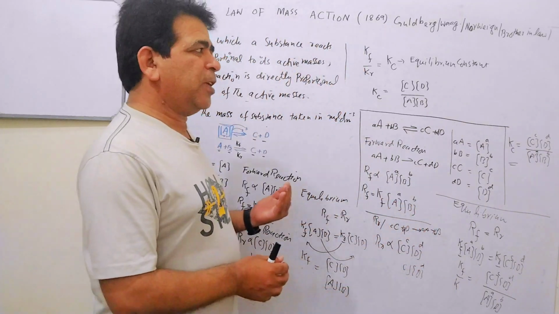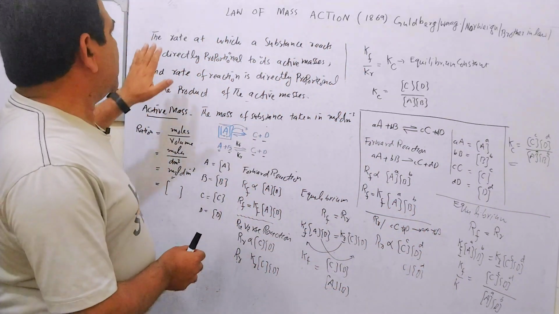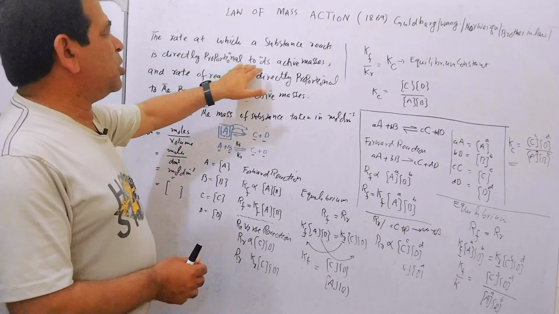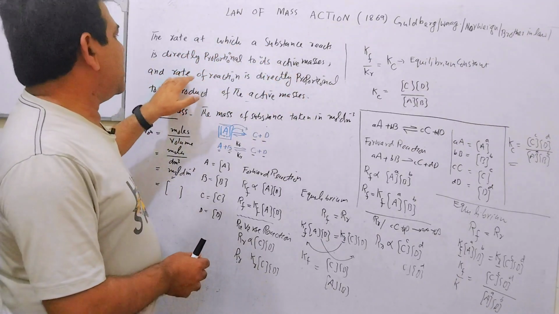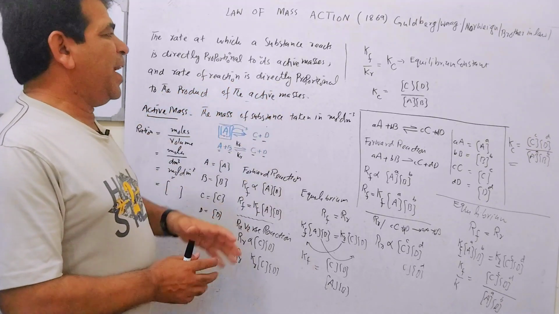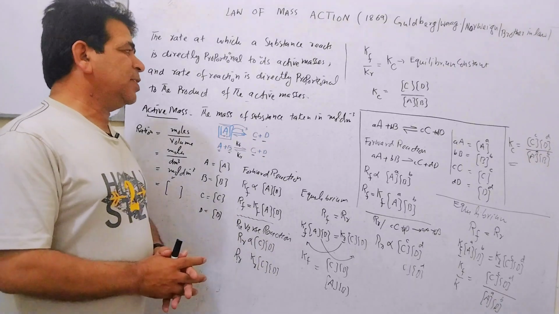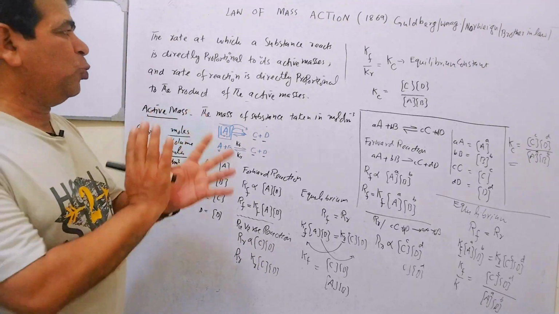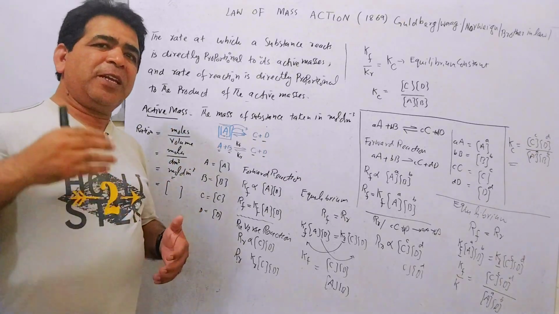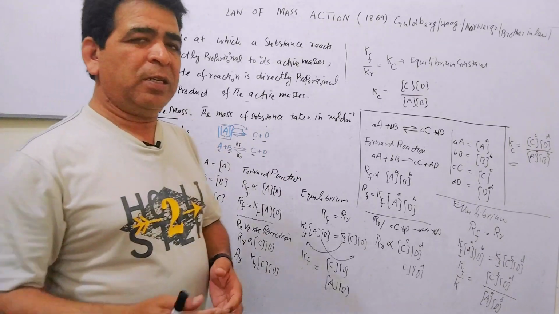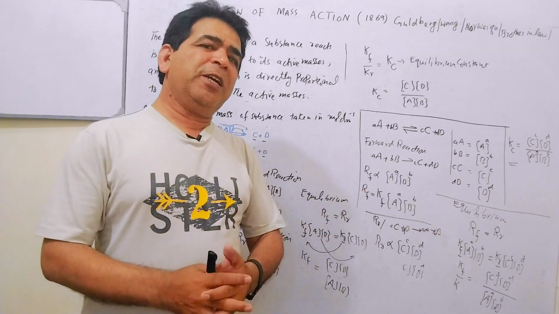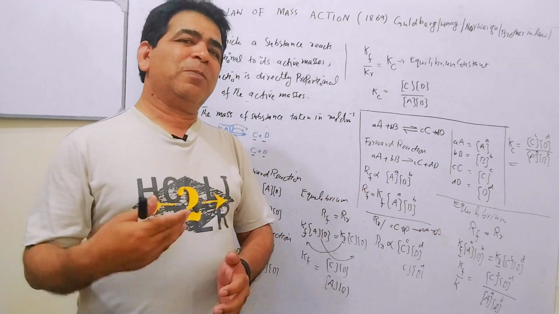Now we will first discuss the definition of this law. This law states that the rate at which a substance reacts is directly proportional to its active mass, and the rate of a reaction is directly proportional to the product of the active masses. This law is in fact divided into two smaller parts. One part describes that if there is only one reacting substance, then its rate of reaction will depend on its active mass.